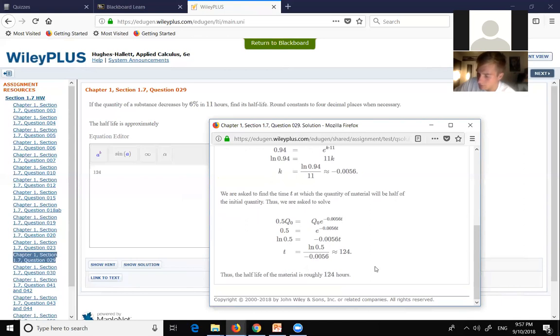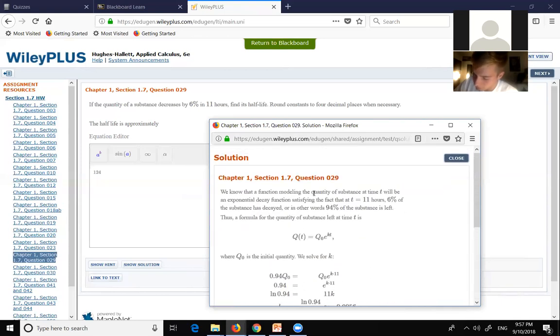Okay. So once you find t, that's the half-life. So after this amount of time, 124 hours, anything here will be decreased by 50%. Gotcha.